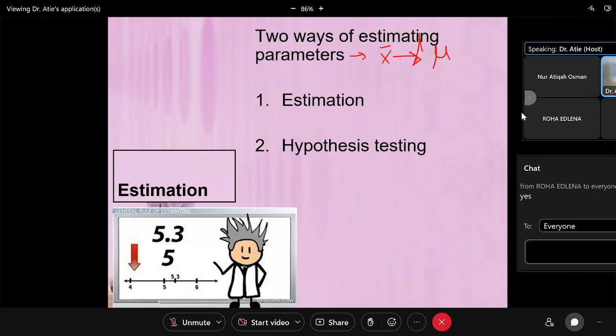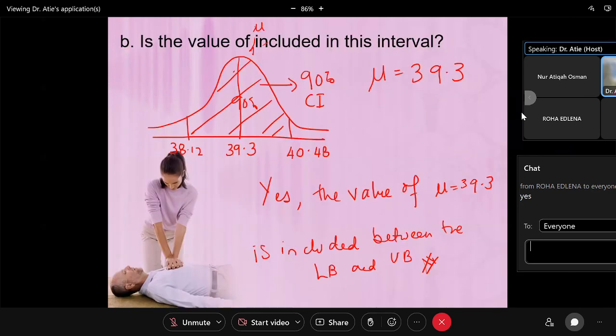Let's take a break until 12, and then we continue with our SPSS. For your information, I'm using SPSS 27. 26 also can, 17 also can, 20 also can, but what UTM actually offers is 26 and 27.